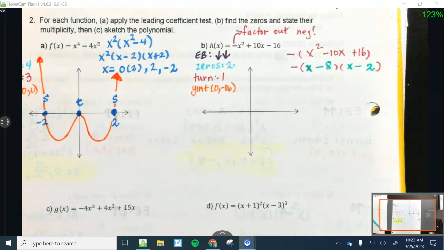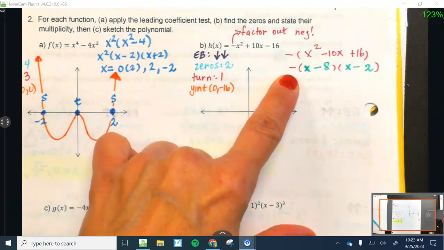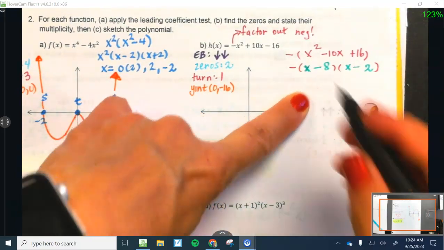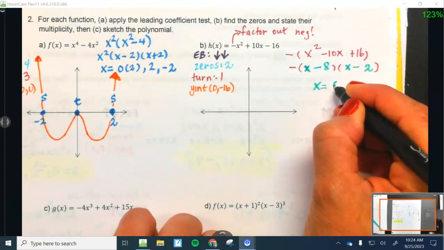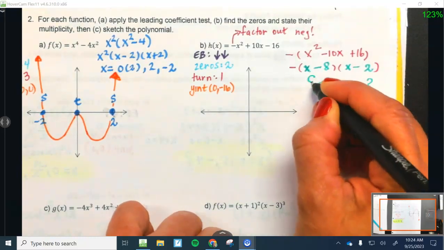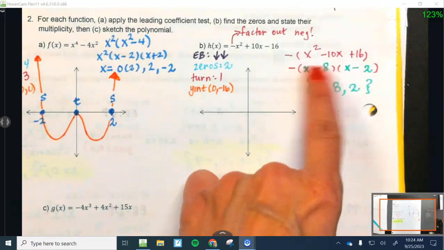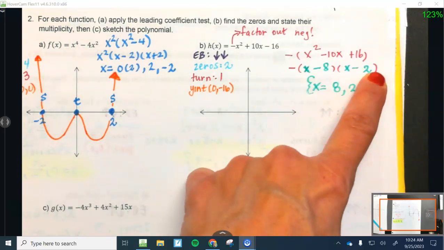Now look, I want to point something out to you. I factored out a negative 1. I did not factor out an x. So that negative that we factored out, if it does not have a letter to it, it has no value for us in solving. I don't care about that. If there's no x, there's no value to it. So the only x's that we have are positive 8 and 2. So there's my algebraic answers. I'm not writing any multiplicity because those were just regular factors with an exponent of 1.